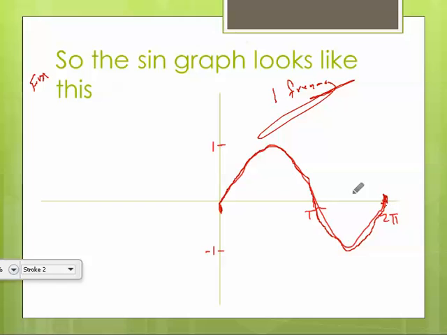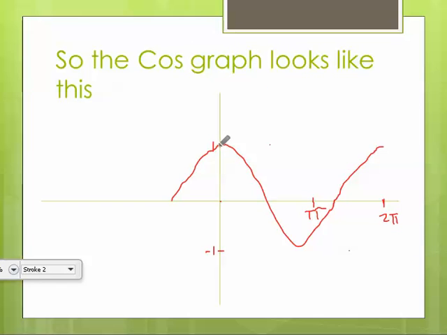Okay? If you look at a cosine, it starts at 1, goes down to -1, and then back up to 1. Once again, frequency, going from peak to peak. That's what we're talking about there. The period that you see on a normal sine is 2 pi. The period on a cosine is 2 pi. Those frequencies can be changed.